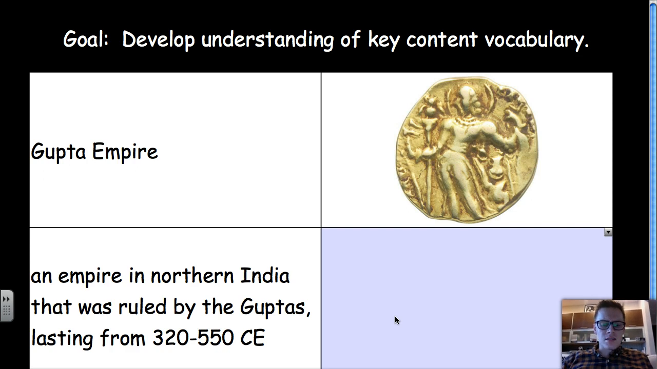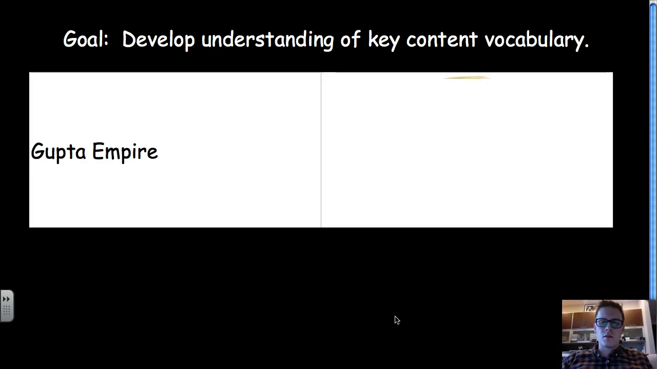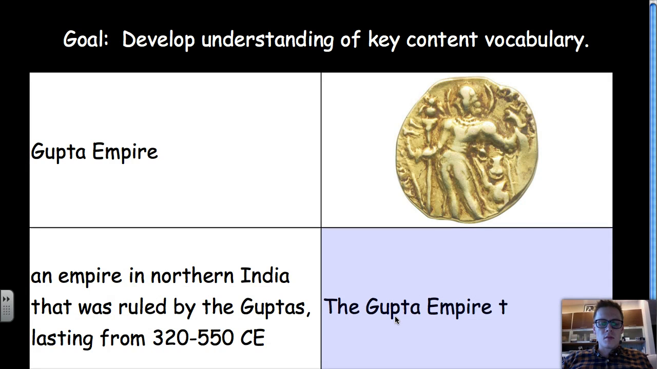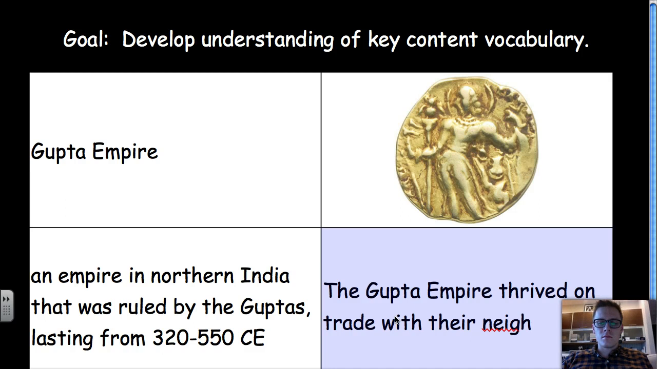So if I was going to write a sentence, I would write the Gupta Empire became very successful. How about something other than very? The Gupta Empire thrived on trade with their neighbors. How's that? That's pretty good.